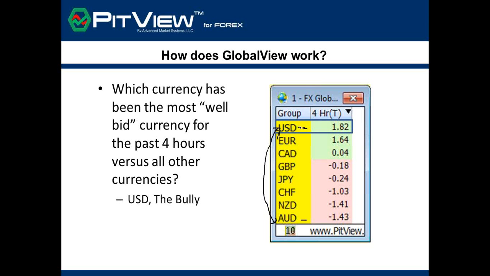And what it's doing is the same thing I just showed you on those charts. It's not just looking at one dollar pair. It's looking at the dollar ranked against all these other currencies, showing you that when you compare it to all the other currencies that are traded in the market from a market maker perspective, the dollar is the most well-bid currency with all the market makers.